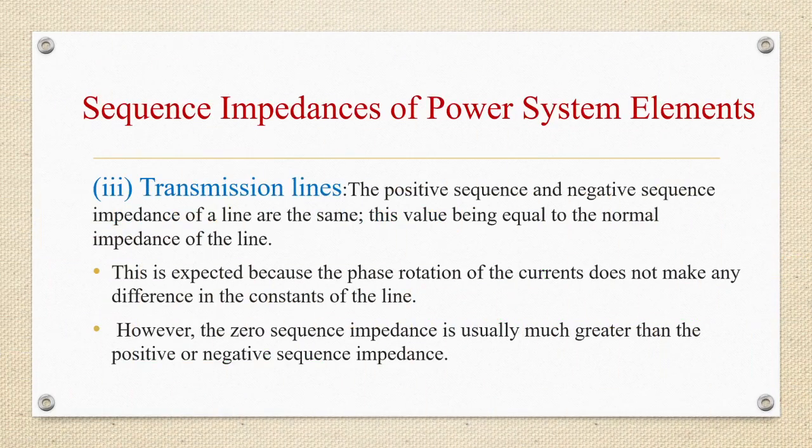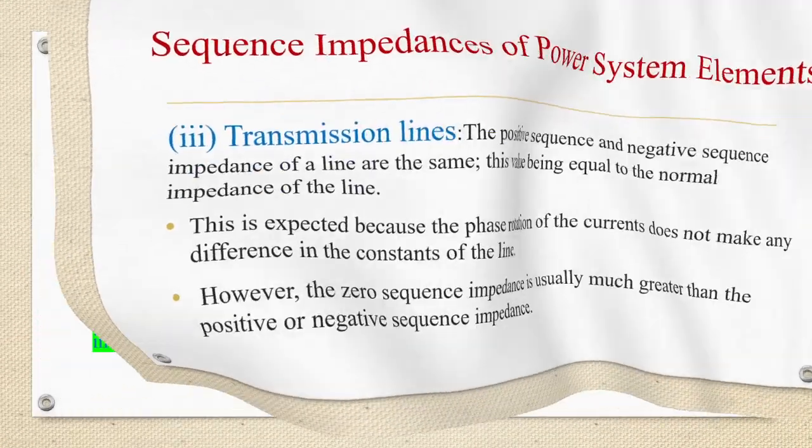Third is transmission lines. The positive sequence and negative sequence impedance of a line are the same. That is, this value is equal to the normal impedance of the line. Positive is equal to negative is equal to the impedance of the line, that is the transmission line here. Because phase rotation of the currents does not make any difference in the constants of the line. But zero sequence impedance is usually much greater than the positive or negative sequence impedance.